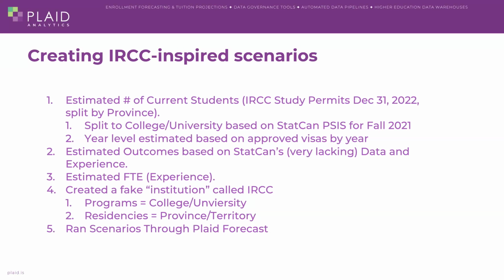We then estimated the year level that students were at, or progression level, based on the number of approved visas by year. I should note here we're excluding domestic students from these scenarios, which focused only on international students. We then estimated outcomes based on the data available from Statistics Canada. What we found is that retention data was very, very limited, and so we ended up using our own experience to estimate the rest of it. We estimated full-time equivalent students based on experience as well.